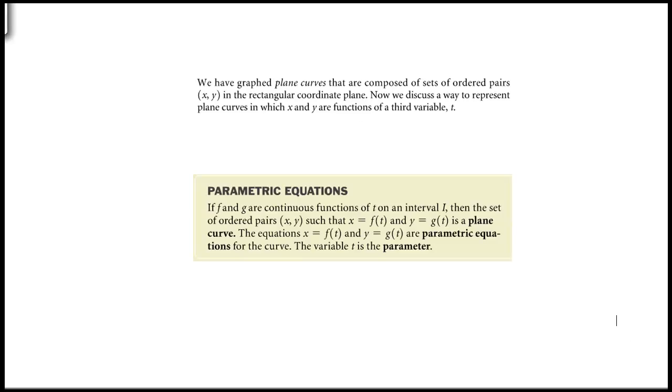Welcome. In this video, we'll be learning about parametric equations. We have graphed plane curves that are composed of sets of ordered pairs (x, y) in the rectangular coordinate plane. Now we discuss a way to represent plane curves in which x and y are functions of a third variable t. Parametric equations, by definition: if f and g are continuous functions of t on an interval I, then the set of ordered pairs (x, y) such that x is a function of t and y is another function of t is a plane curve. The equations x equals f of t and y equals g of t are parametric equations for the curve. The variable t is a parameter.